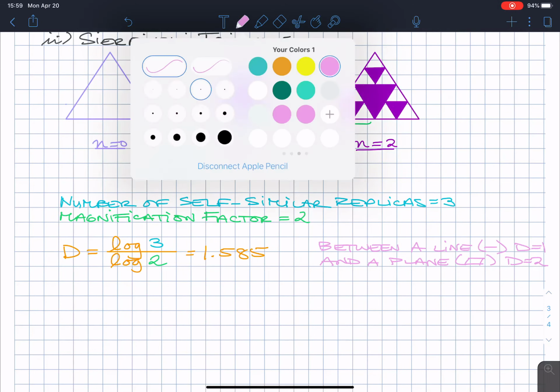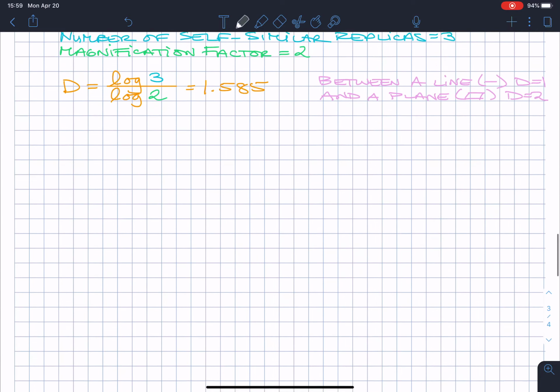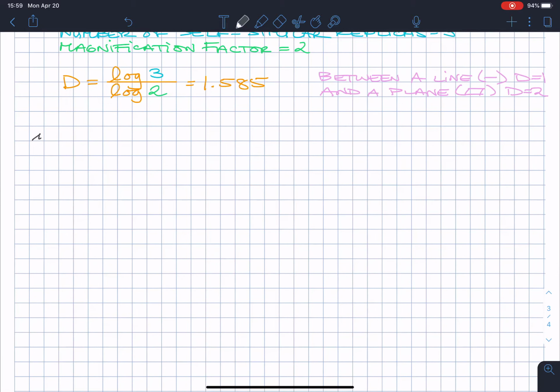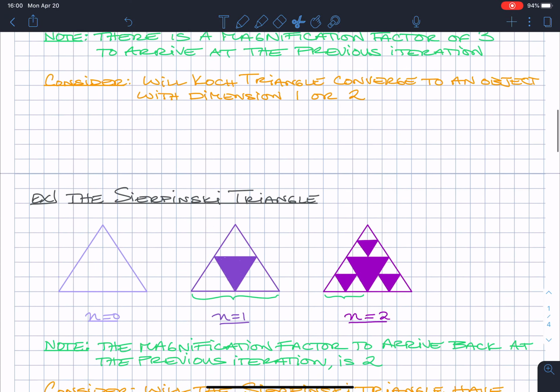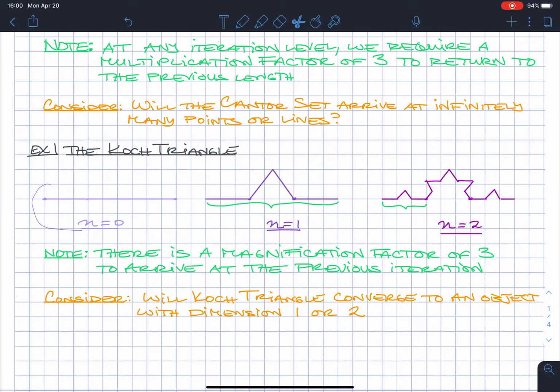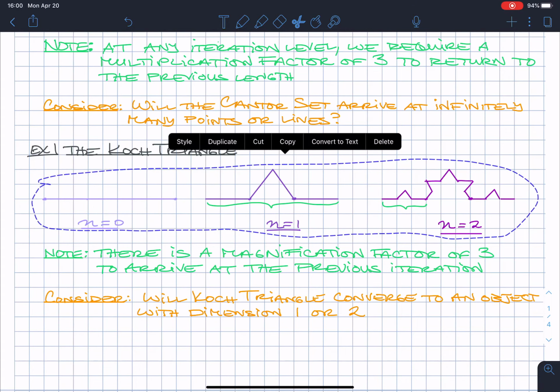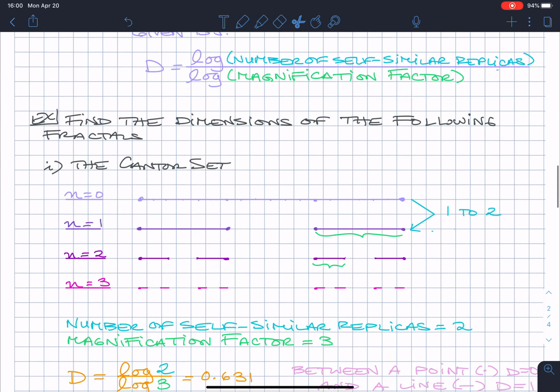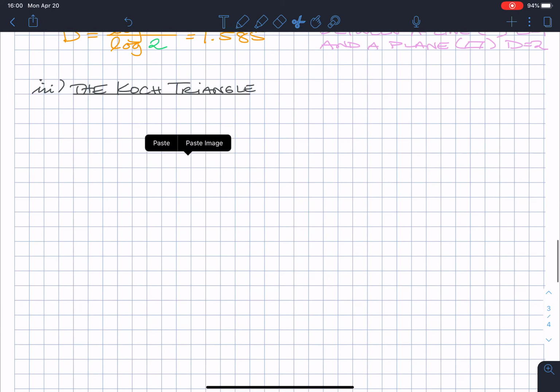Okay, so I guess we'll go ahead and do the Koch snowflake. Why not? So number 3, the Koch snowflake. Actually, I called it the Koch triangle because I didn't do the whole snowflake, so we'll just do the Koch triangle. Okay, so where was that? Here it is, these 3 guys. Copy. Paste.